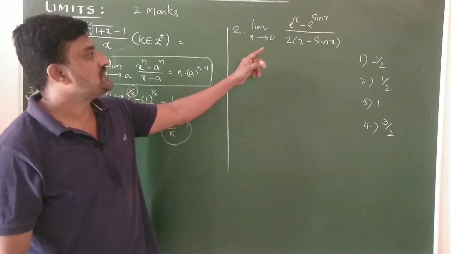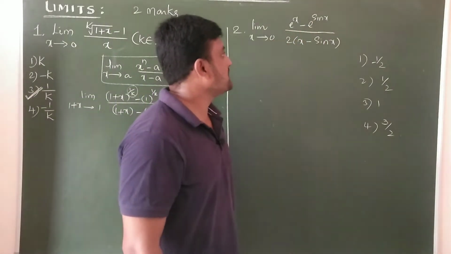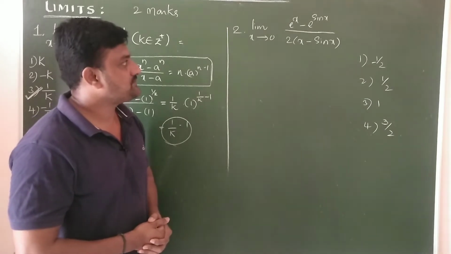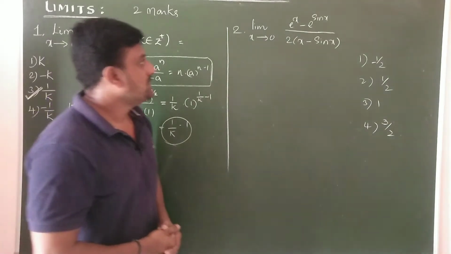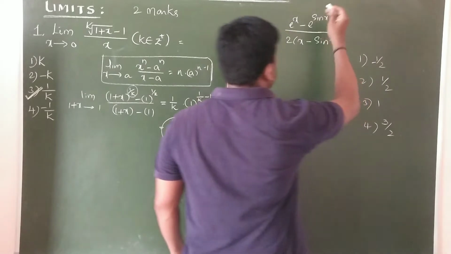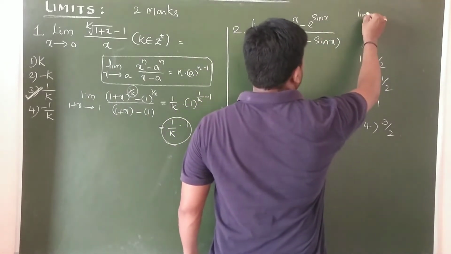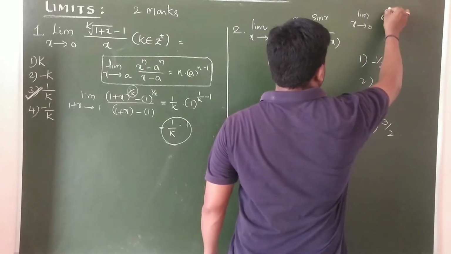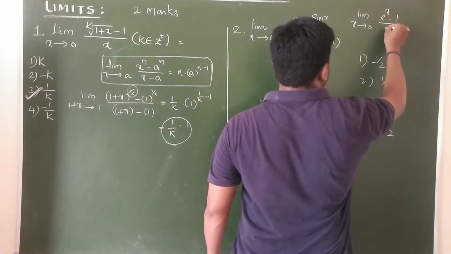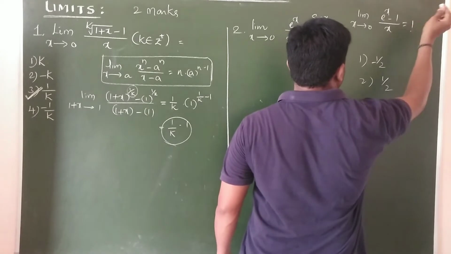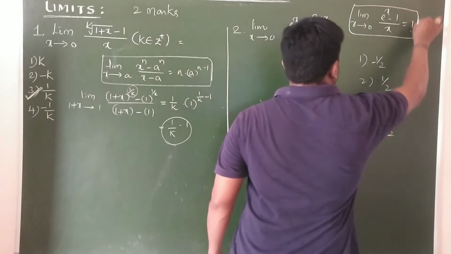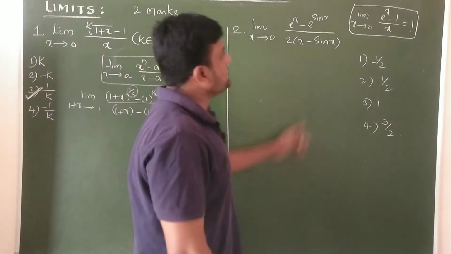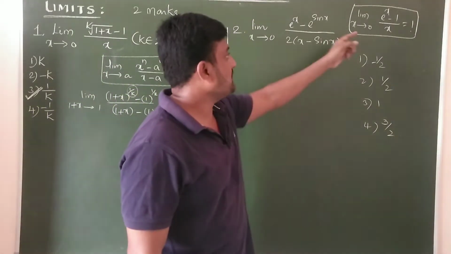Limit x tends to 0, e power x minus e power sin x by 2 into x minus sin x. Remember the e power x formula in limits: limit x tends to 0, e power x minus 1 by x equals 1. Now this is one of the standard forms. Let us go with that form. We have to convert it into the form.